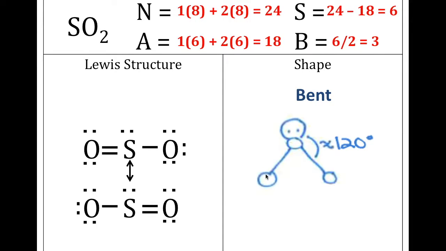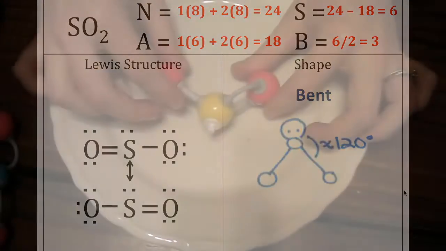This leg represents the double bond to the oxygen. This represents the single bond. We do not have to draw two lines. In fact, please don't draw two lines. That's not how you do a shape. You just need to show that there is an atom bonded to two other atoms and there's one lone pair, and then the angle. So this shape is called bent.